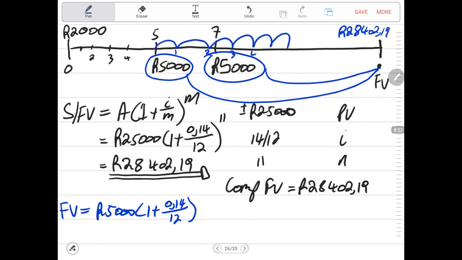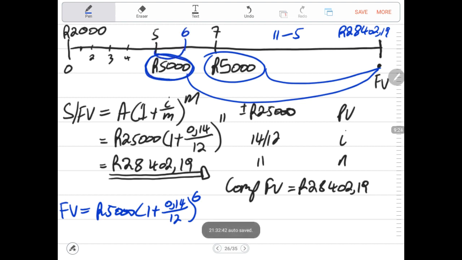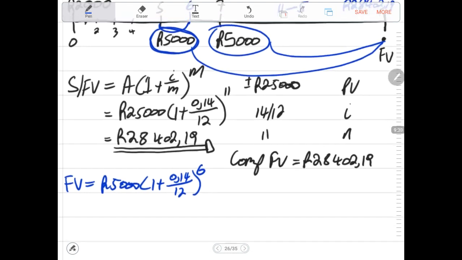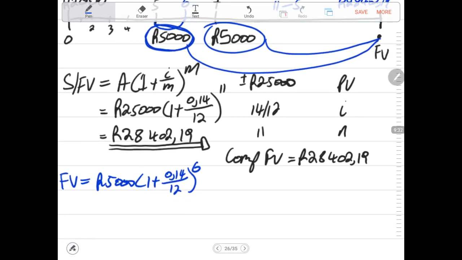1, 2, 3, 4, 5, 6. But 11 obviously is not there. So meaning the 5,000 will accumulate interest for a period of 6 months. So this will be a 6. If you wanted, you could have said 11 minus 5, because this amount of 5,000 will start earning interest from month 6, which is here in between, accumulating interest from month 6 up to month number 11. Hence we say minus 5. So our N will be 6.